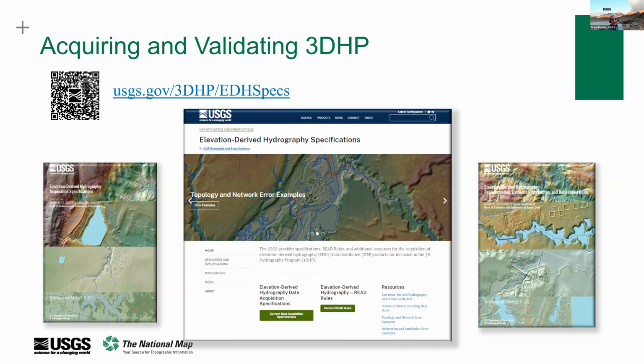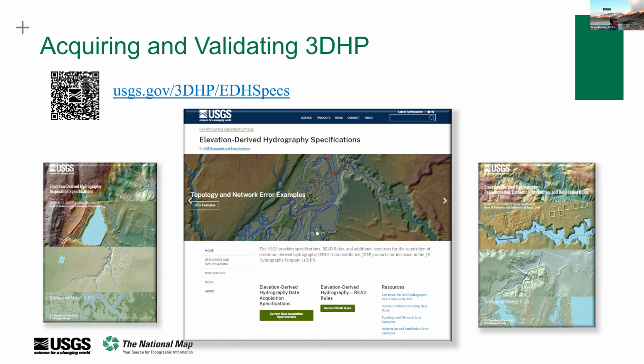Specifications guide the hydrography collection and validation. USGS has published specifications that guide the collection and validation of the new data. So these resources already exist and are available to the public. I believe it's called 2024 Revision A. It's the current version of the specifications.